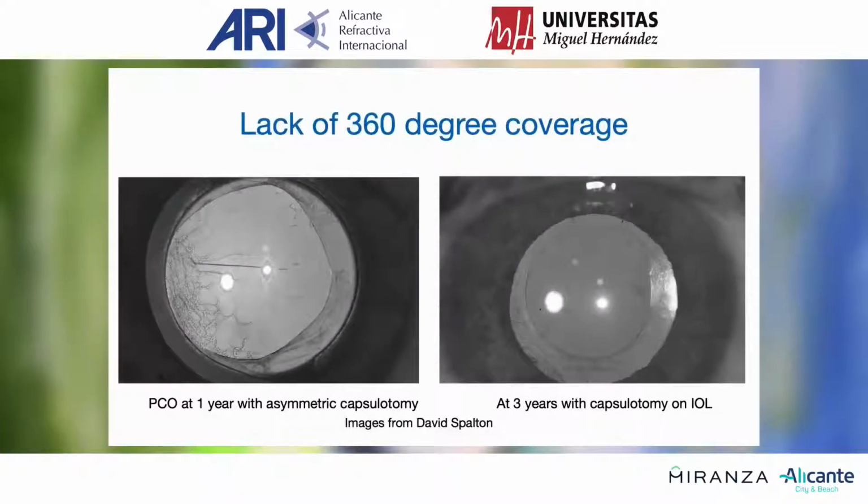Here we can see from these two pictures what happens when you have a lack of 360-degree coverage. On the left, there's PCO at 1 year with an asymmetric capsulotomy. On the right, where there is a capsulotomy with 360-degree coverage of the IOL at 3 years, there's no significant PCO at all. I'd like to thank David Spalton for these images.